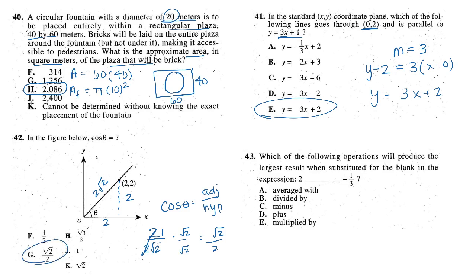Number 43 is kind of a tricky question, I guess. It's weird, but the only way really to get the largest amount is subtract those, because you would then end up with minus a negative, which would be plus a positive.